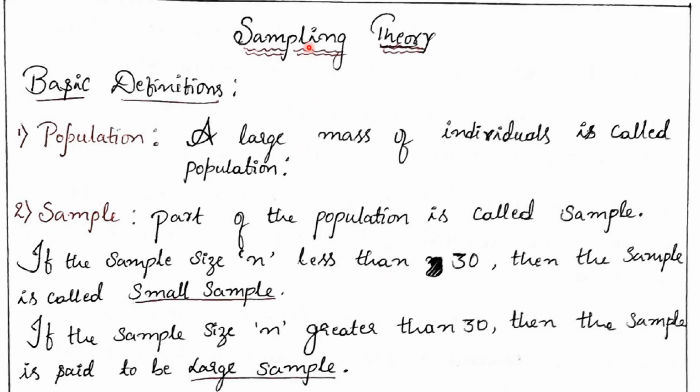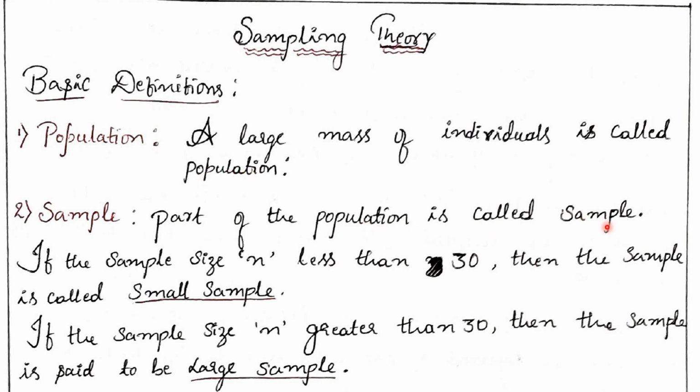If I come to definitions under sampling theory, basic definitions. First of all, you should know what is population. A large mass of individuals is called population. Next, after knowing population, you should know the definition of sample. A sample is nothing but part of the population. Part of the population is called sample.